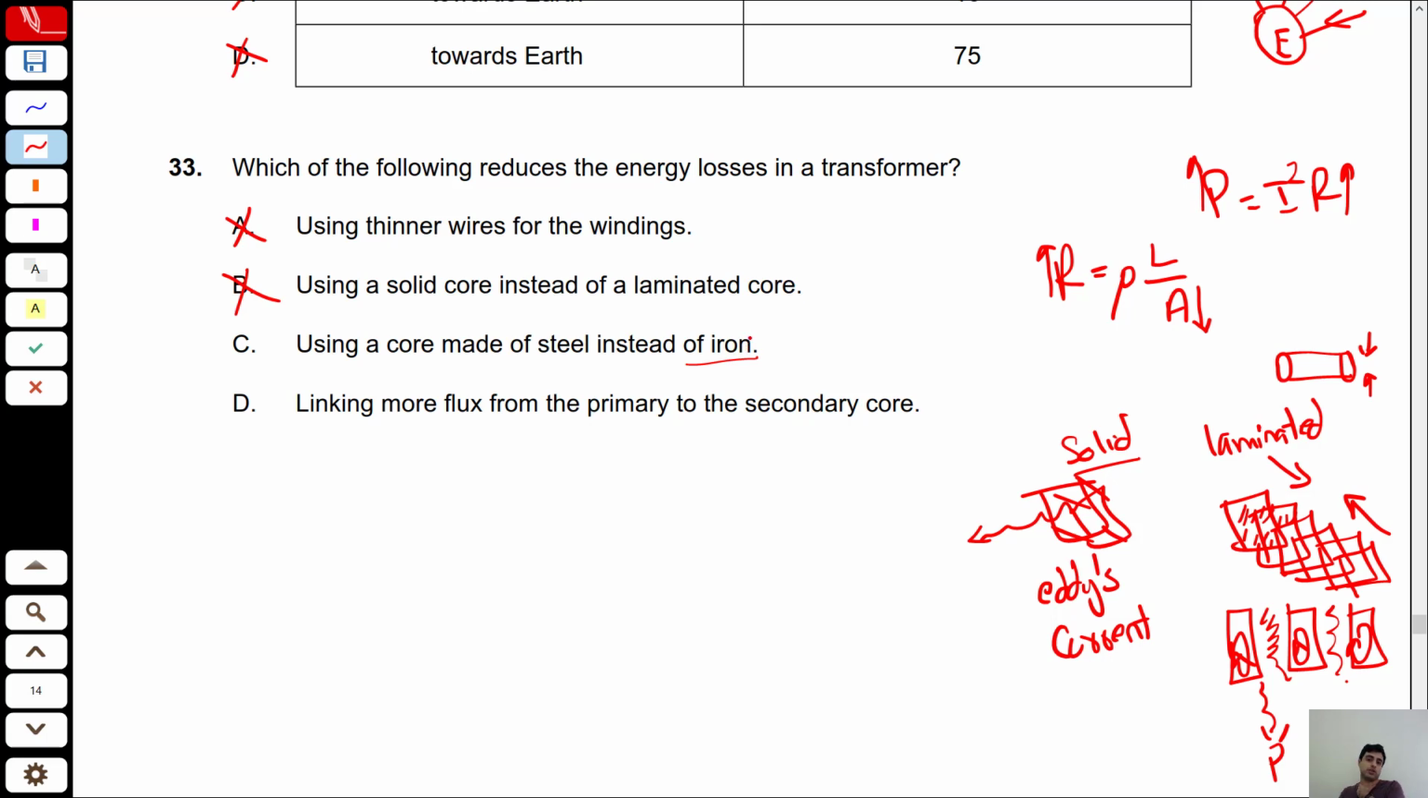Linking more flux, so magnetic flux, from the primary to the secondary. Yes. This will make sure that there are minimum flux losses to the air or to the surroundings. Most of the magnetic flux is confined inside the metal core, and it is transferred from primary to secondary. In the secondary, electromagnetic induction takes place and the AC current is induced. So yes, choose D.